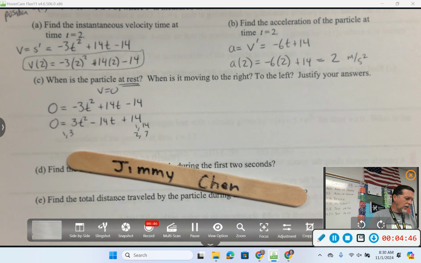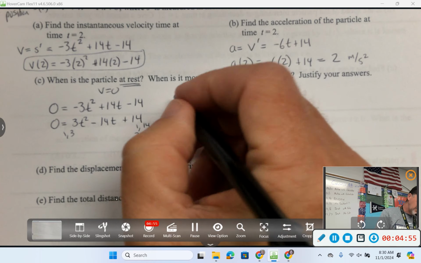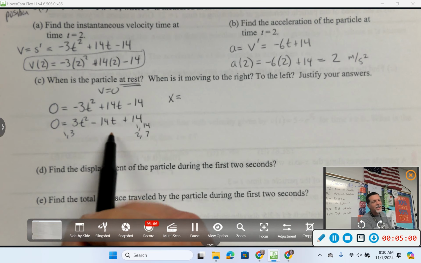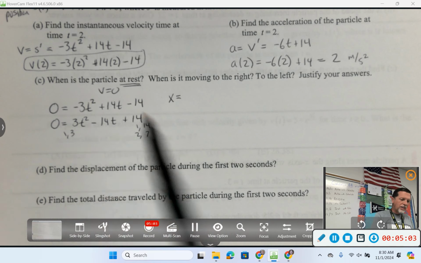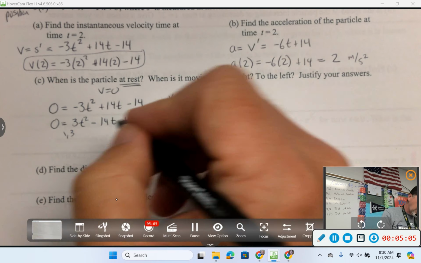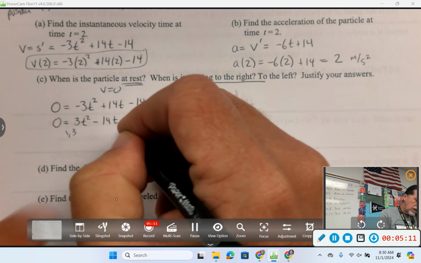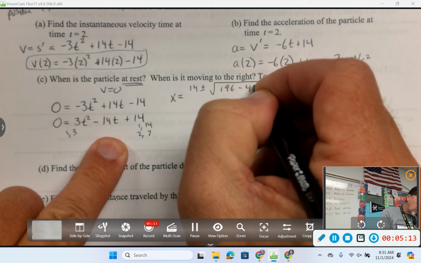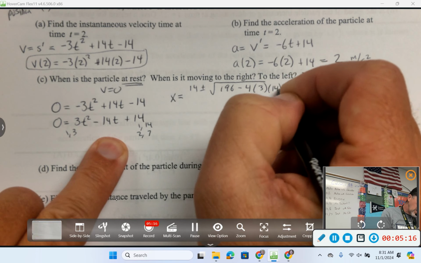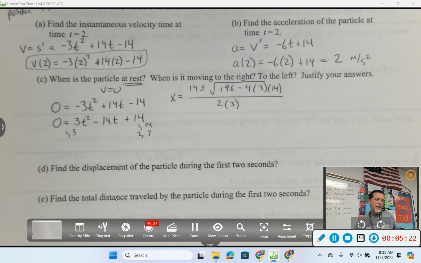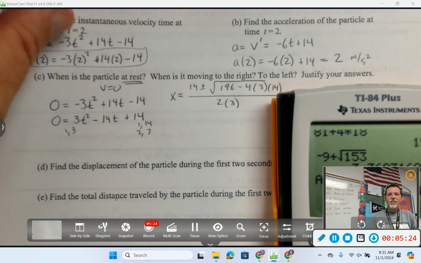Jimmy, what's it going to take to solve this if it won't factor? The quadratic formula. I already changed the sign, so it's fine either way. You can use the original signs or the new signs, and you should land at the same thing. x equals negative b plus or minus the square root of b squared minus 4ac, all over 2a. It's my favorite song.